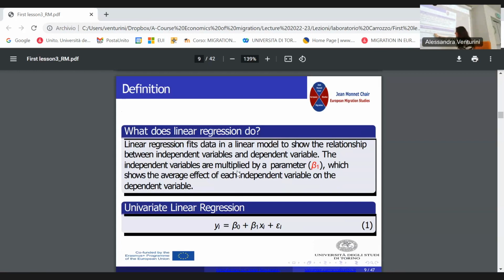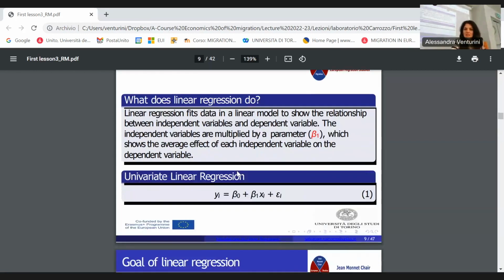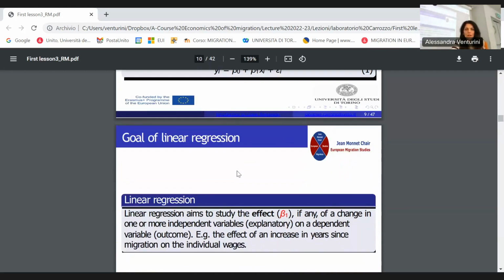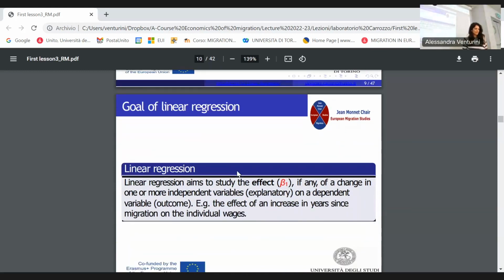Okay, so now we will see better. The goal is to study the effect, beta 1, if any, of a change in one or more independent or explanatory variables on a dependent variable or outcome. For instance, the effect of an increase in years since migration on individual wages.